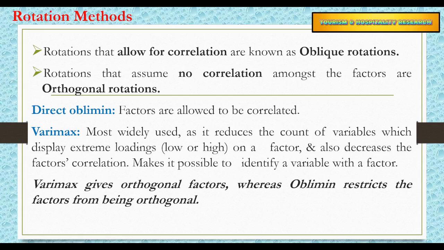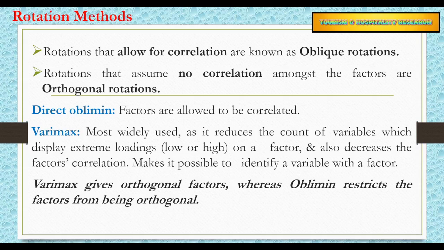Rotation methods are quite important. Rotations that allow for correlation are known as oblique rotations. Rotations that assume no correlation amongst the factors are orthogonal rotations. So you have to make a choice over here, whether you are going to do the direct oblimin rotation or you are going to select the varimax rotation. In direct oblimin, factors are allowed to be correlated.